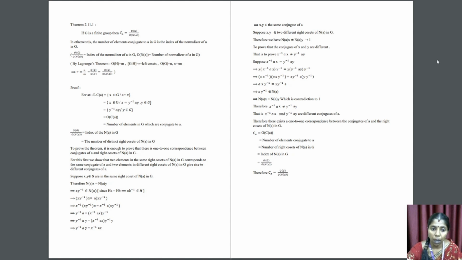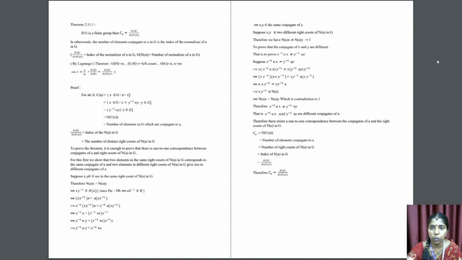We use the associative law, so we change the bracket. Next, multiplying both sides by y on the right, y inverse a y equals x inverse a x y inverse y. This implies y inverse a y equals x inverse a x. So x and y give the same conjugate of a. The two elements we took from the same right coset of N(a) give the same conjugate of a.